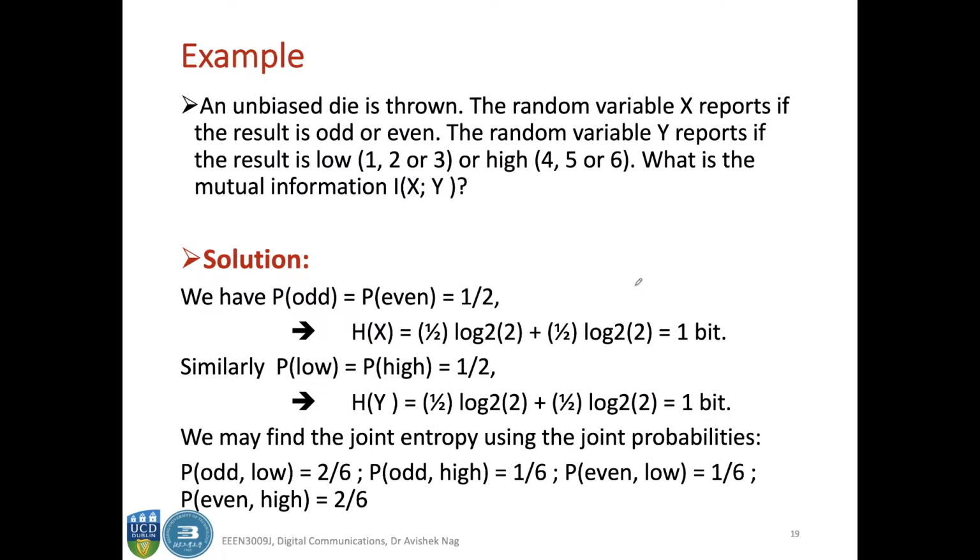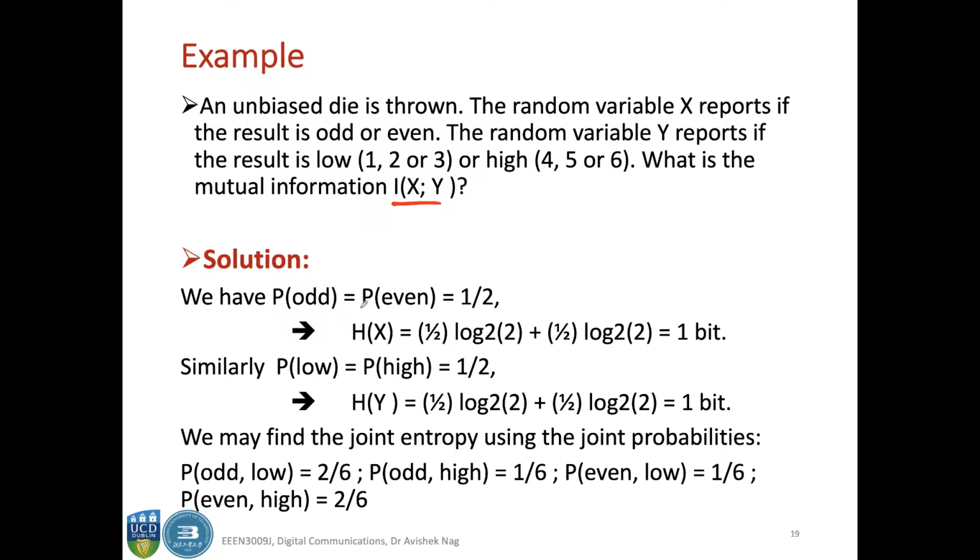So let's do an example to understand the concept of mutual information. Let's say an unbiased die is thrown and the random variable x reports if the result is odd or even, and the random variable y reports if the result is low, which means 1, 2 or 3, or high, which means 4, 5 or 6. So now you are asked, what is the mutual information between x and y?